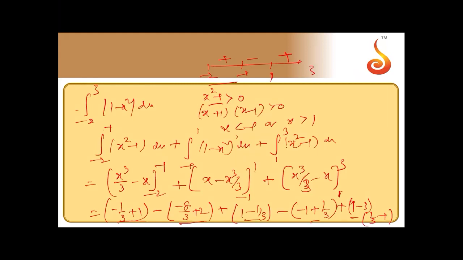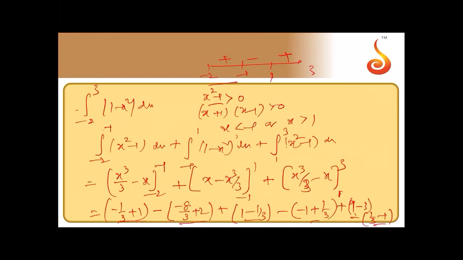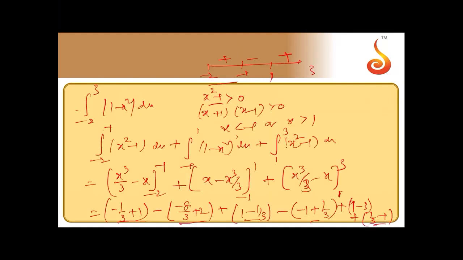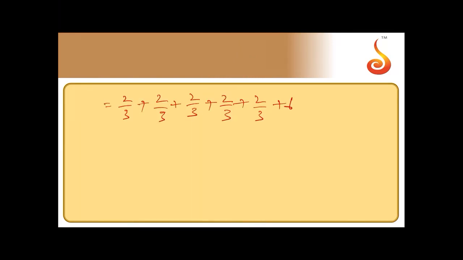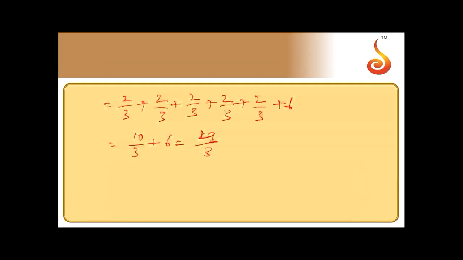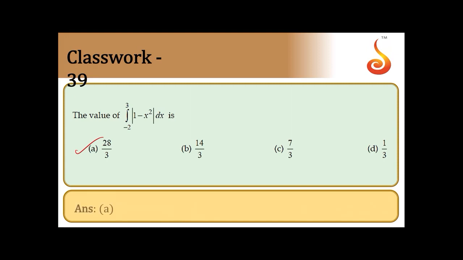And the last one is also minus 2 by 3. I hope we'll be getting plus 2 by 3. And this number is equal to 6. Plus 6. 5 2s are 10 by 3 plus 6, 18, 28 by 3. So the answer is equal to 28 by 3. 28 or 29? Yes, 28. So therefore the answer is 28 by 3.